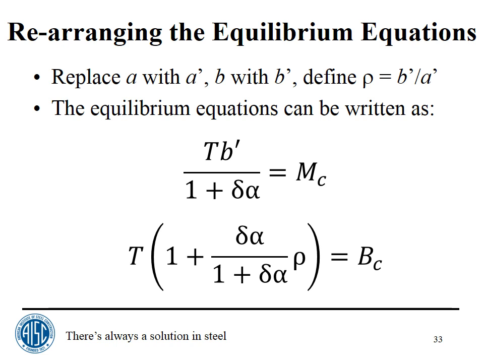T times B prime times the quantity 1 over delta alpha equals M sub C, which is the moment at the stem line. And then T times the quantity 1 plus alpha delta over 1 plus alpha delta times rho, this is really kind of the Q term, is equal to B sub C, the total force in the bolt.